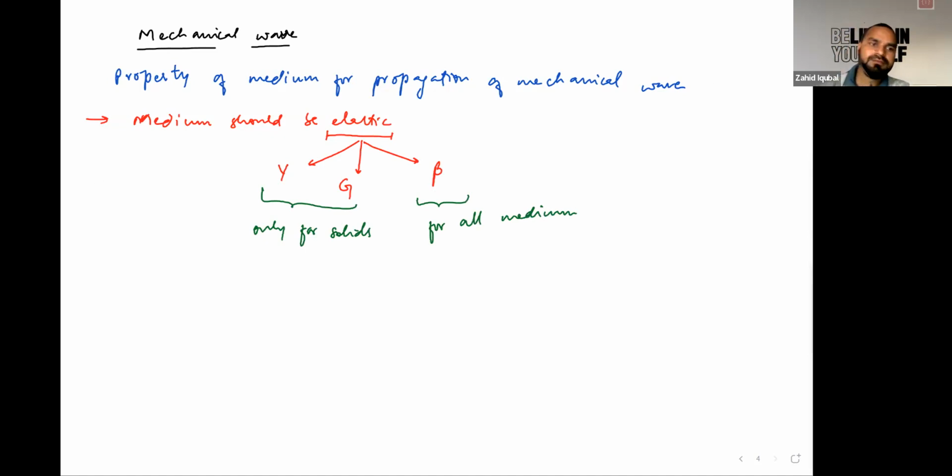Next is medium should be inertial. It means it should have some mass so that it will have tendency to store or hold energy with it. So another question will be, which medium is non-inertial? So you'll say vacuum. That's why mechanical wave can't propagate through vacuum.